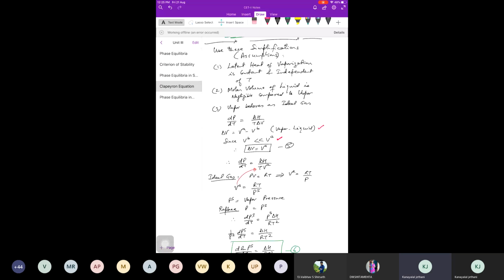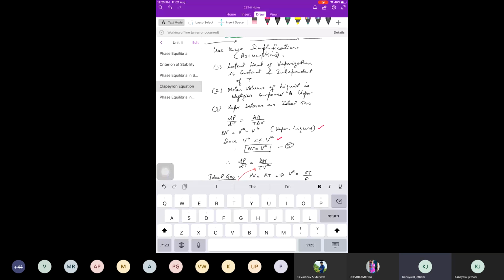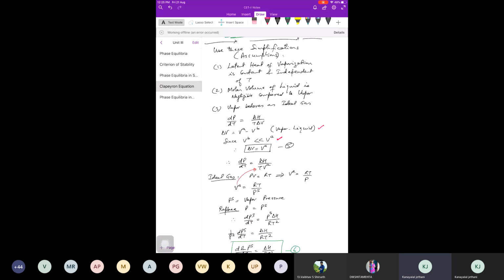Right? We are substituting this VA in delta H by T VA square, putting RT by PS in VA, so what we'll get is dPS by dT is equal to PS delta H by RT square. Any questions on this?